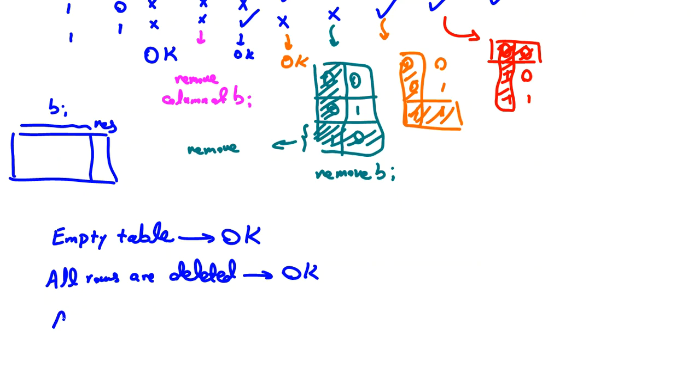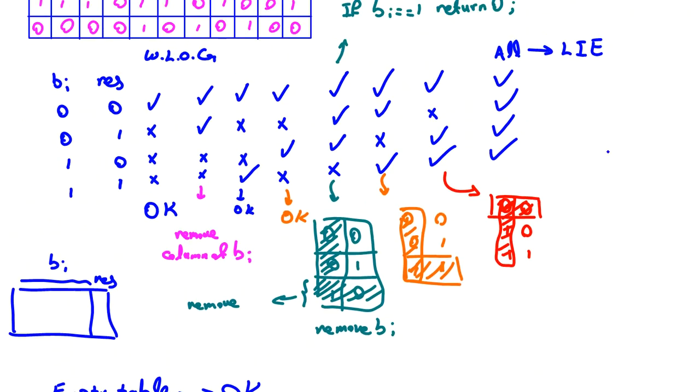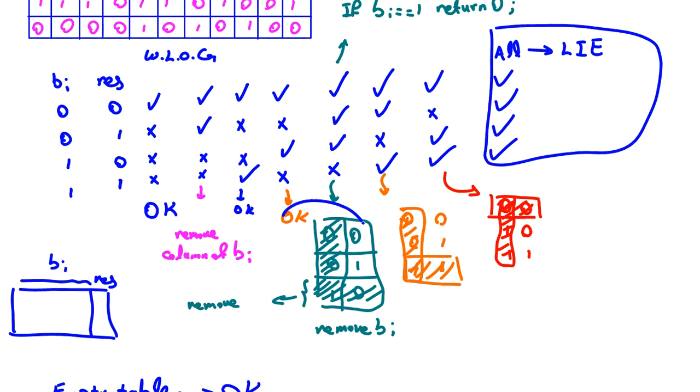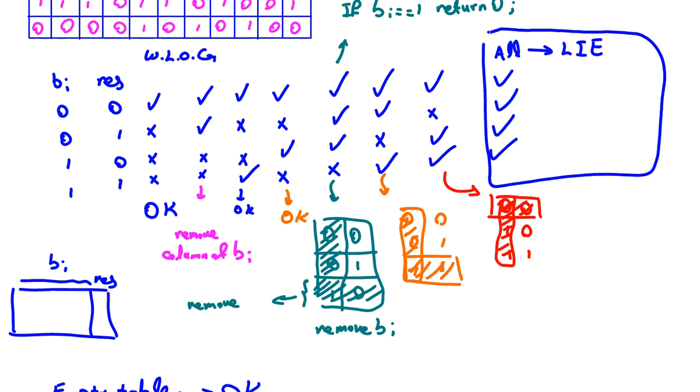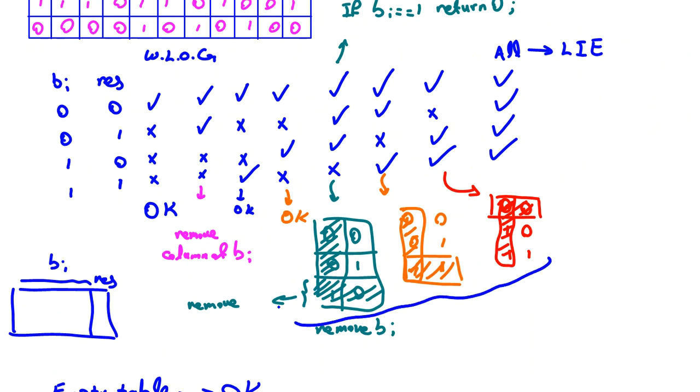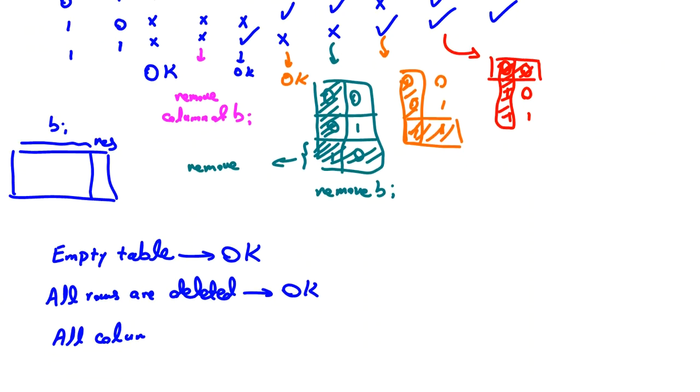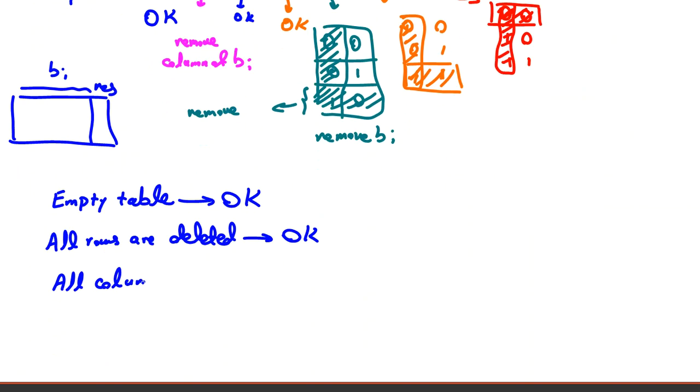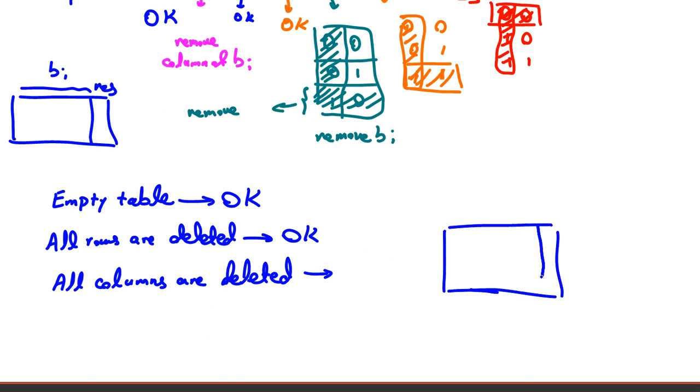Now suppose all columns are deleted. Why do we say this? Because in these conditions we can remove, or it will be okay. The only condition that is satisfied is this one, or we remove something. So if we have this, we print lie, but sometimes we remove. For example, we reach a case that there is no row or there is no column. If all columns are deleted, then suppose we have some rows. The table will be like this, for example.